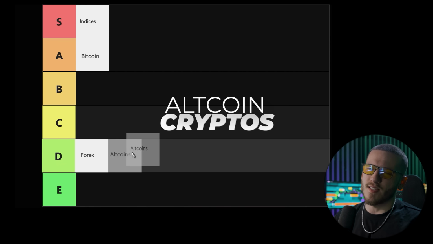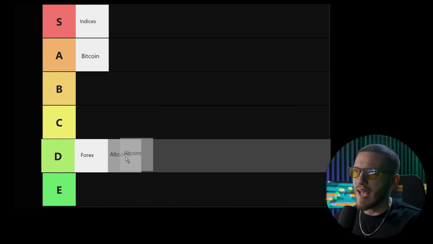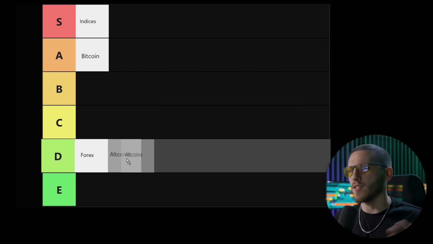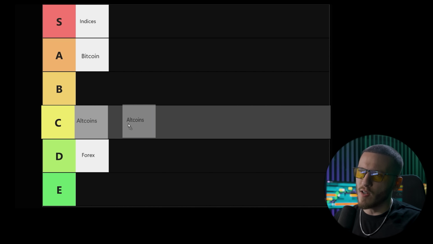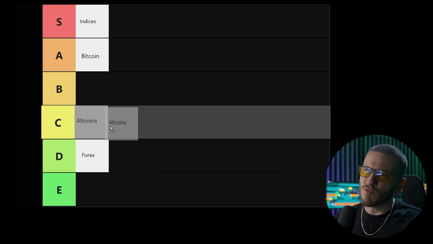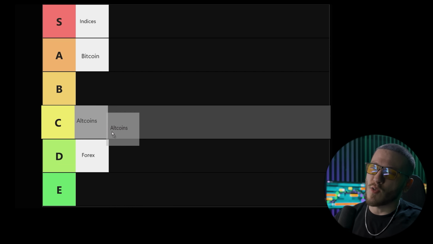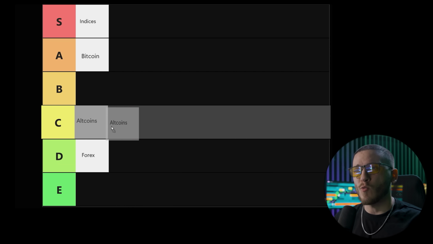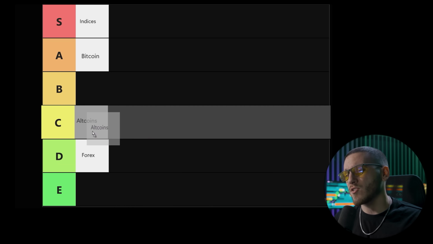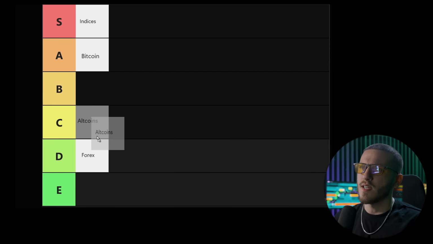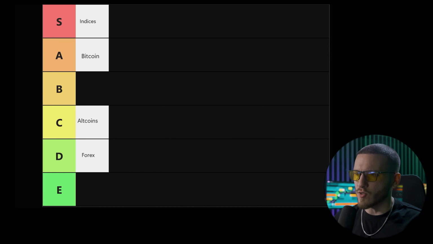Altcoins, it depends on the altcoin, because not all of them are as transparent as Bitcoin. Most of them have a public blockchain, but there's a lot of scammy stuff in altcoins as well. They're much less reliable. We have some quality altcoins that would deserve a B tier, some that just deserve a D or E tier. So I'll just stick with C for altcoins.